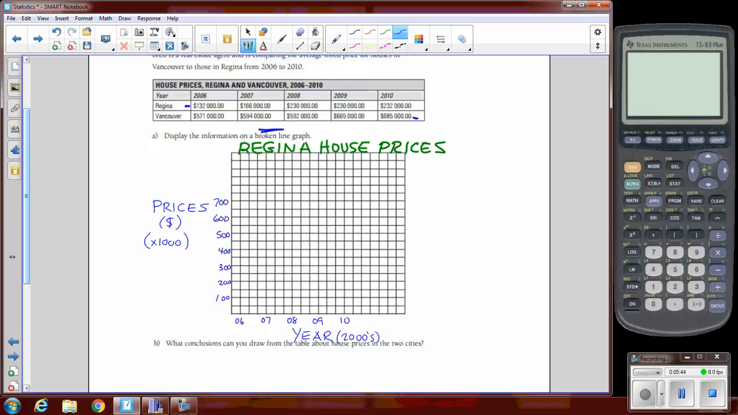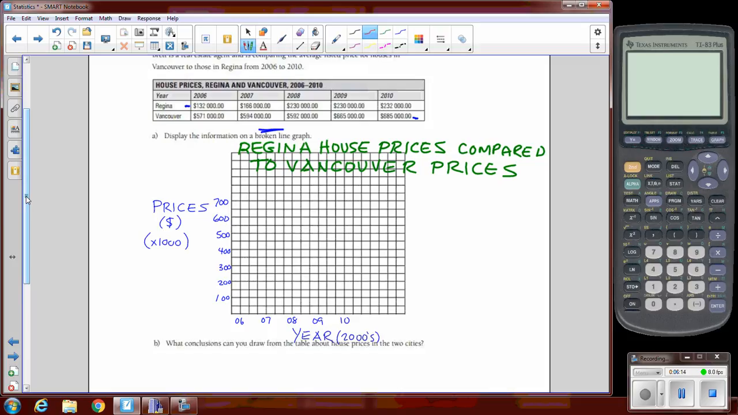Now, the title on the graph that I chose, it says Regina house prices. That's not quite accurate. This is Regina house prices compared to Vancouver house prices. So it has to represent the data in the chart. So what you should start doing is look at Regina. We're going to have a double broken line graph, and we should maybe come up with some different colors.